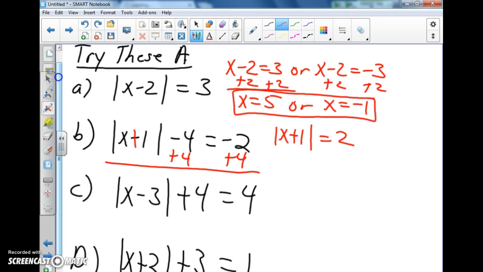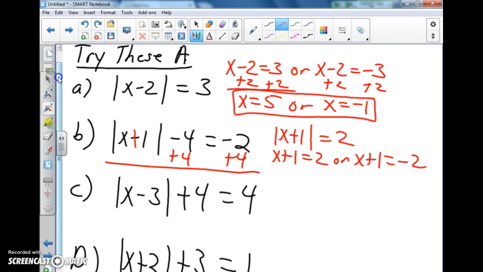Now is the absolute value by itself? Yes, so drop the bars, write it down twice. So write it down, 1 is the positive, and write it down, 1 is the negative. There you go, like that. Now what do you do to get x by itself?